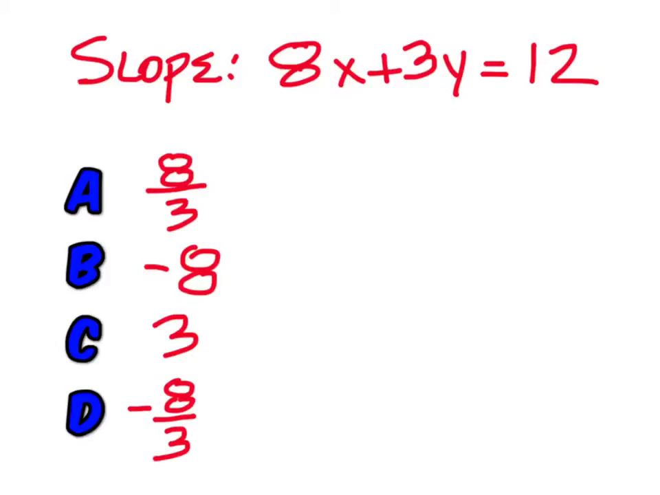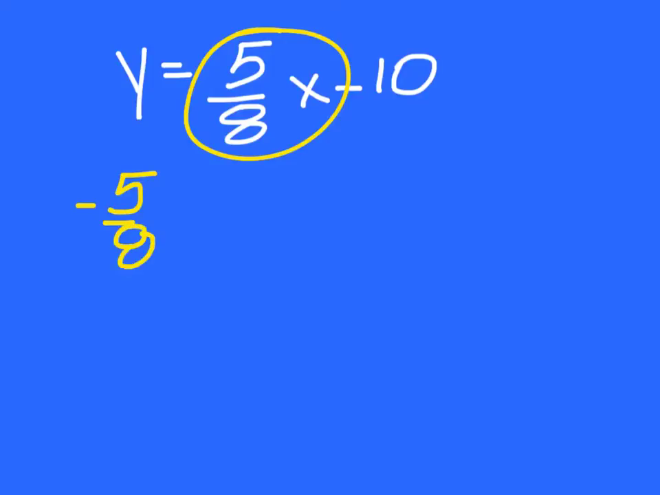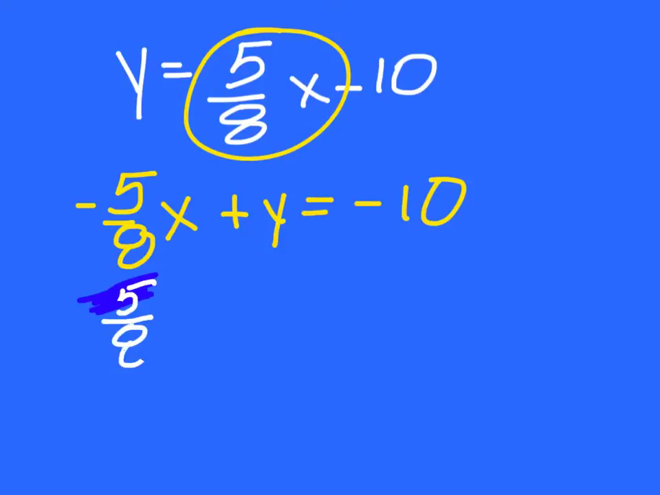Another multiple choice. Find the slope on this one. Answer is D on this one. Here's example 3, and I'll just work through this. Move that to the left side, change the sign, and since it's negative right here, you have to change the sign of everything all the way through. So it becomes a positive 5/8x minus y equals a positive 10.